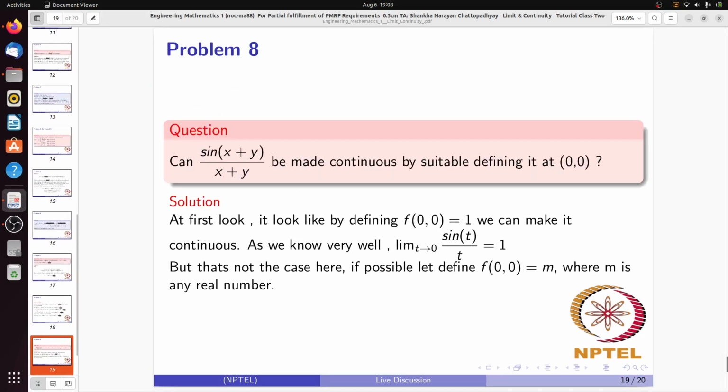And can sine of (x plus y) by (x plus y) be made continuous by suitably defining it at (0,0)? The answer is no, because this function already has a problem on the line x plus y equals 0. It is not only a problem at the (0,0) point, it already has a problem on the line y equals minus x.